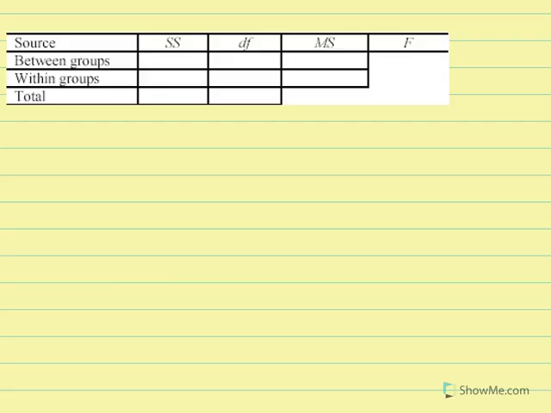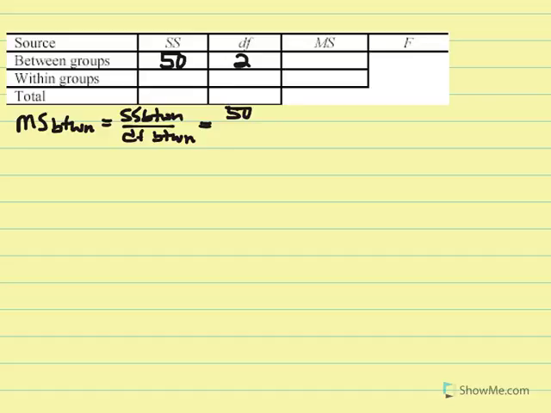So we know we've just calculated SS between is equal to 50. And DF between was equal to 2. Next, we're going to calculate MS within. Well, first, we can calculate right now MS between, and that's equal to SS between over its corresponding degrees of freedom, and that would be 50 over 2, and that gives us 25. So we know what MS between is equal to now. That's equal to 25. Now let's calculate our SS within.